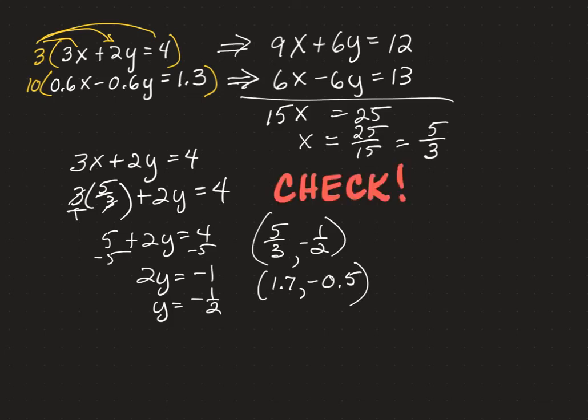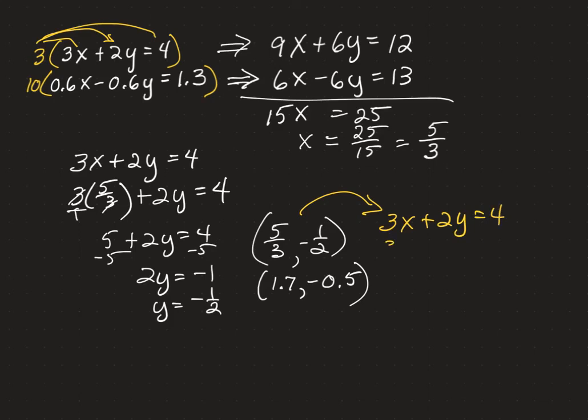So now I have to substitute my answers into each of the original equations to check them. Let's put this into the original equation, 3x plus 2y equals 4. So that's going to be 3 times 5/3, and just as it did before, that 3 is going to disappear, plus 2 times negative 1/2 equals 4. Look at that. That fraction is going to disappear too. So I have 5 minus 1 equals 4. You can read that chicken scratch.